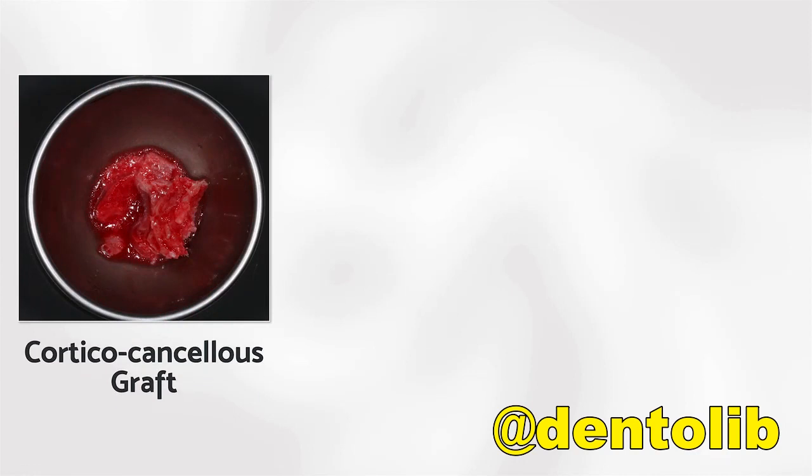Here you can see a sample of corticocancellous graft that was harvested from the maxillary tuberosity. We insert this graft inside the container, and here you can see all you need to promote a faster and more effective bone graft incorporation. We have bone and we have blood. This is all you need.